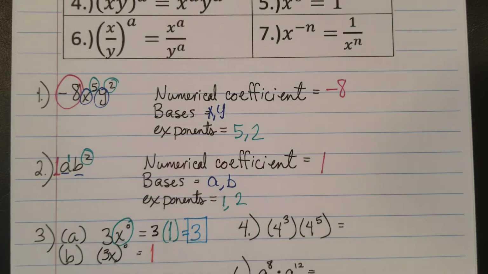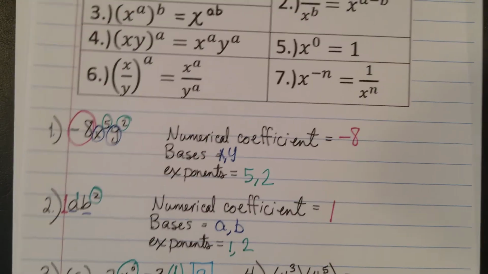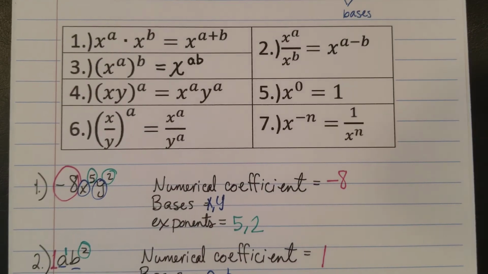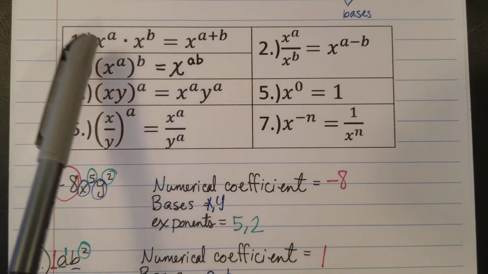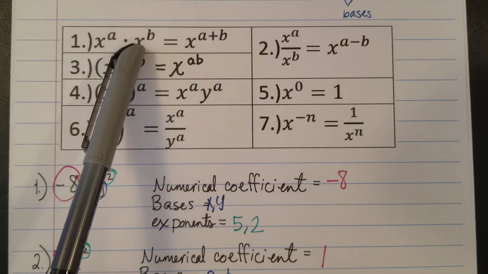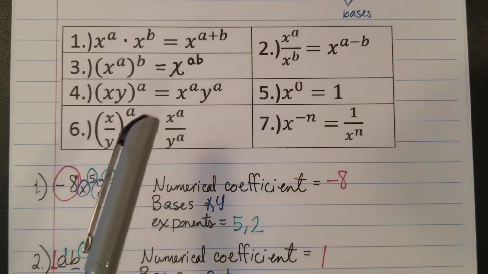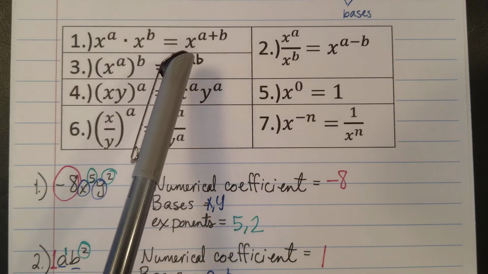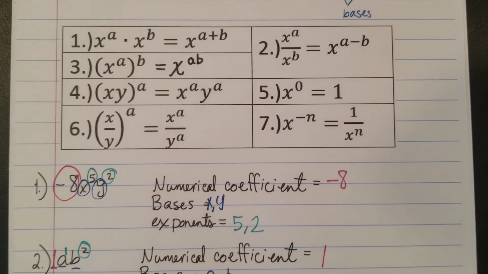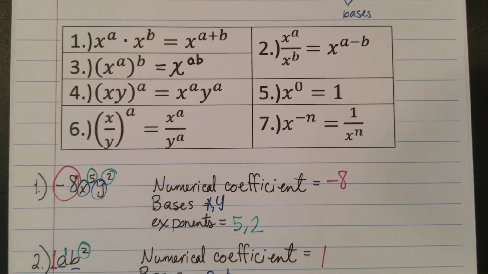Now the next 3 problems are referring to rule number 1 up here, which is telling you that if you've got 2 things that have the same base and you multiply them, you can simplify that by adding the exponents. So x to the a times x to the b is equal to x to the power of a plus b. On your homework, you might see that referred to as the product rule for exponents or something like that.